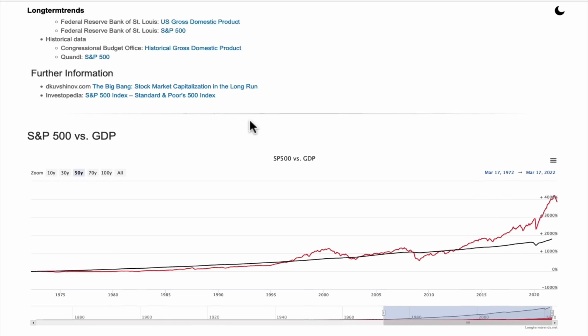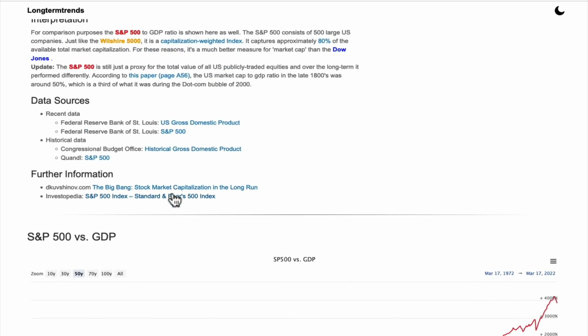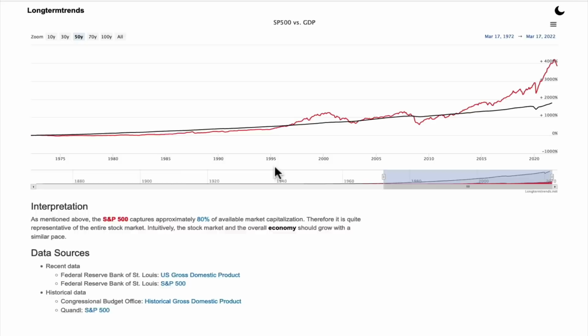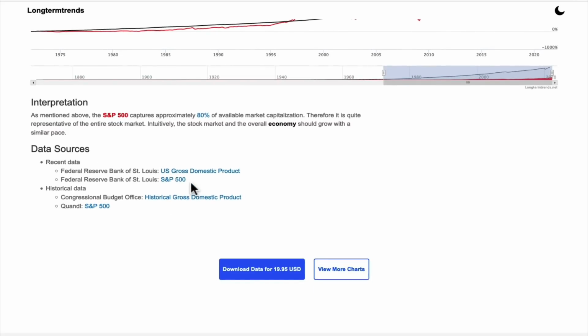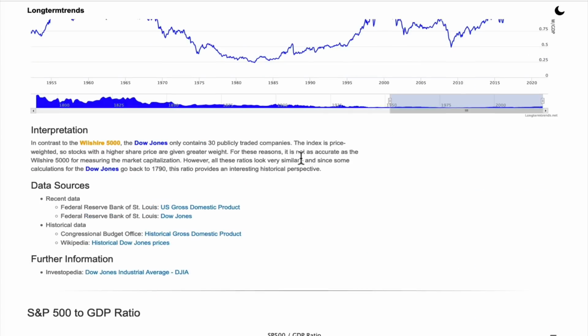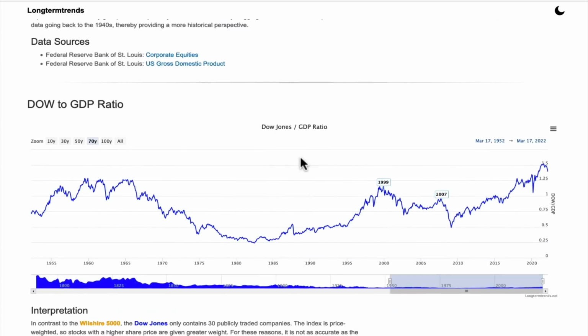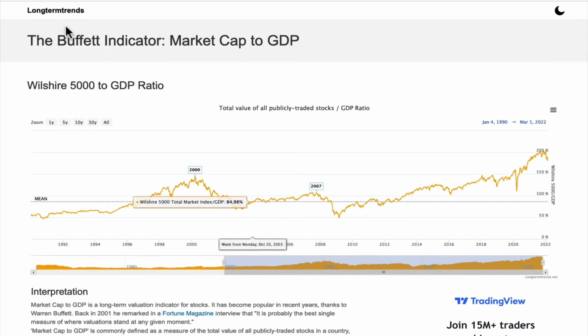And that's it. It gives you, for further information, kind of neat little links that you can click on. This tells you what data sources it was as well. So if you're interested in poking around a whole bunch of interesting things, long-term trends, really cool.